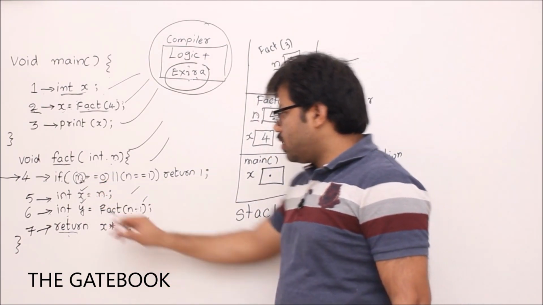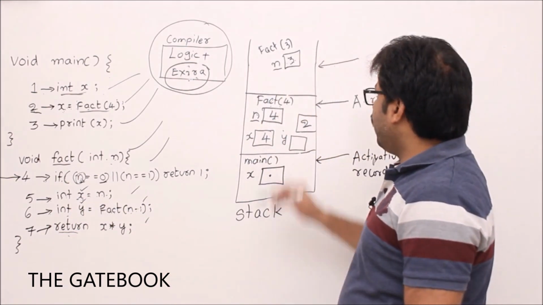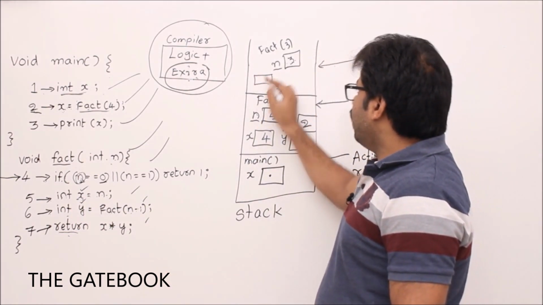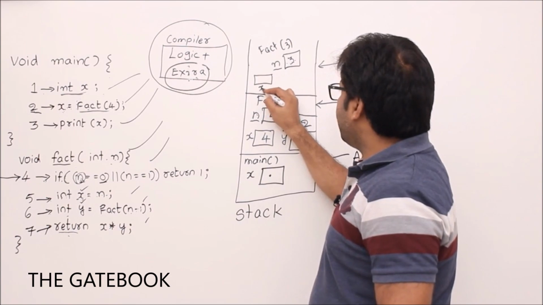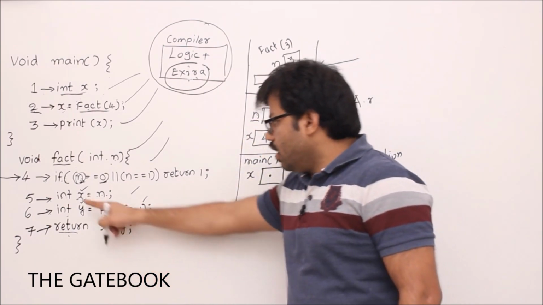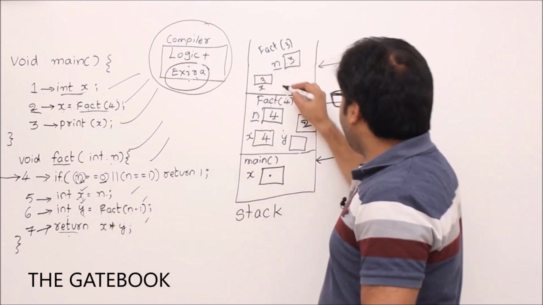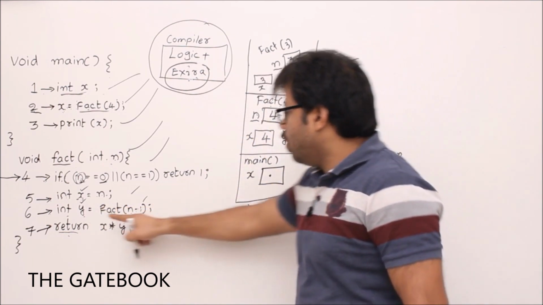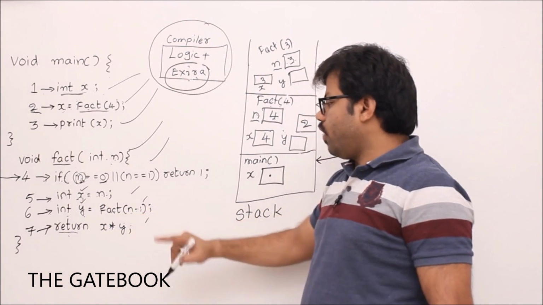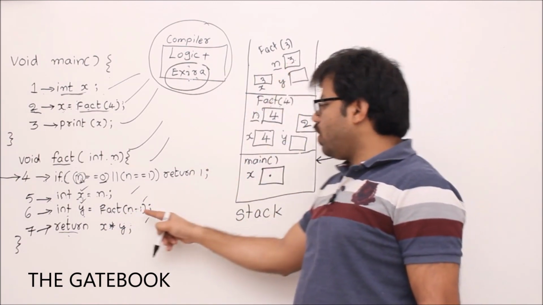3 equal to 1, false. Then we'll come to line number 5. In line number 5, there is a definition x, so x will be created. Let me do it quickly. You understand it. So x equal to n. What is n? 3. Then next, this line y. y equal to factorial of n minus 1. What is n? 3. 3 minus 1, 2.